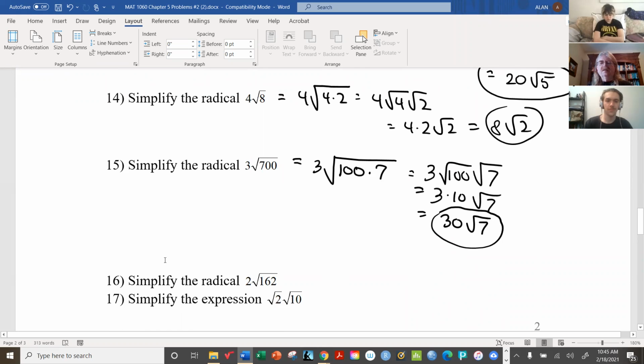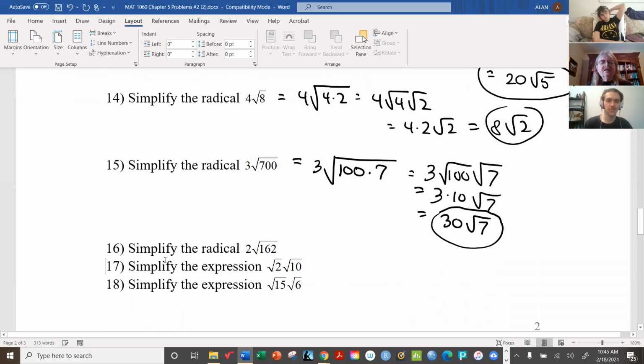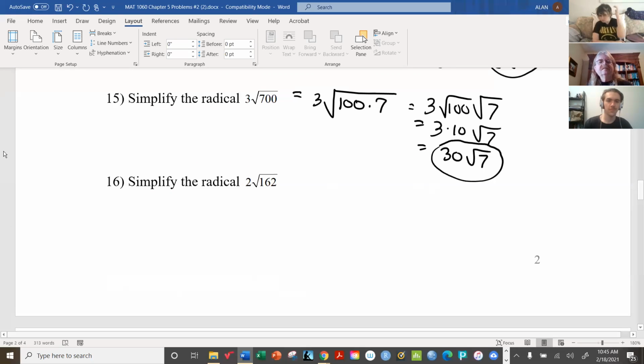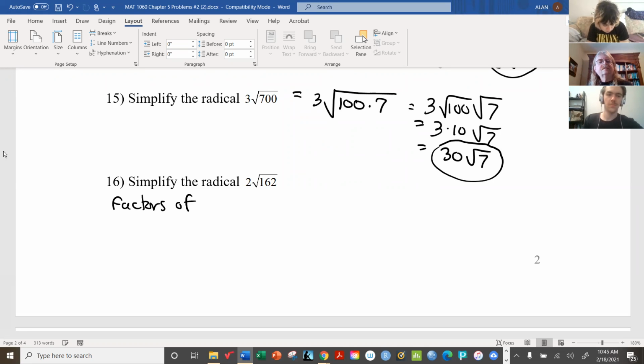Now, here's an interesting one. It's 2 radical 162. What are we supposed to do with radical 162? Let's think about the factors of 162. Of course, we don't need to bother with 1 and 162. Oh, wait a minute. What do we have here? A perfect square. Boy, how lucky did we get today?